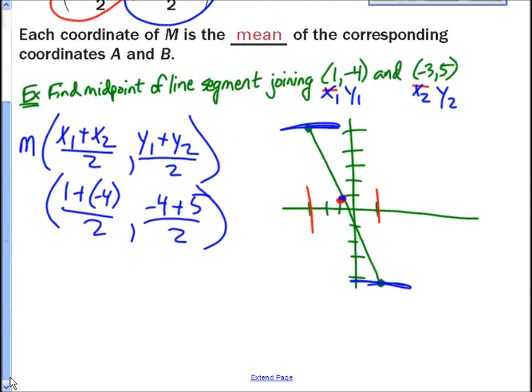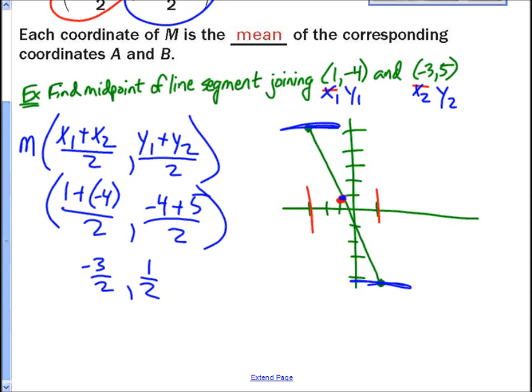Scroll down a little bit here. So we got 1 minus 4, so -3 over 2, comma -4 plus 5 is 1 over 2. So we got -3 halves, comma 1 half. Okay, that's our 1, -4 and -3, 5.